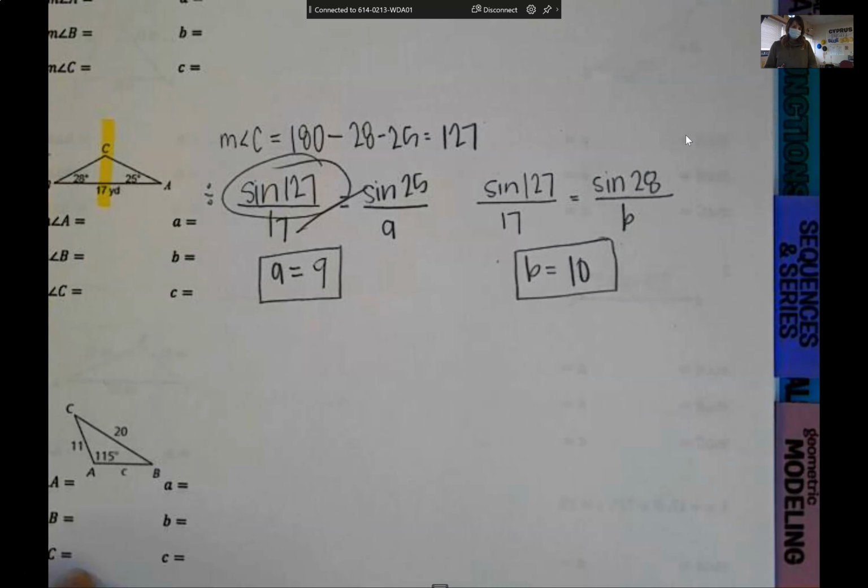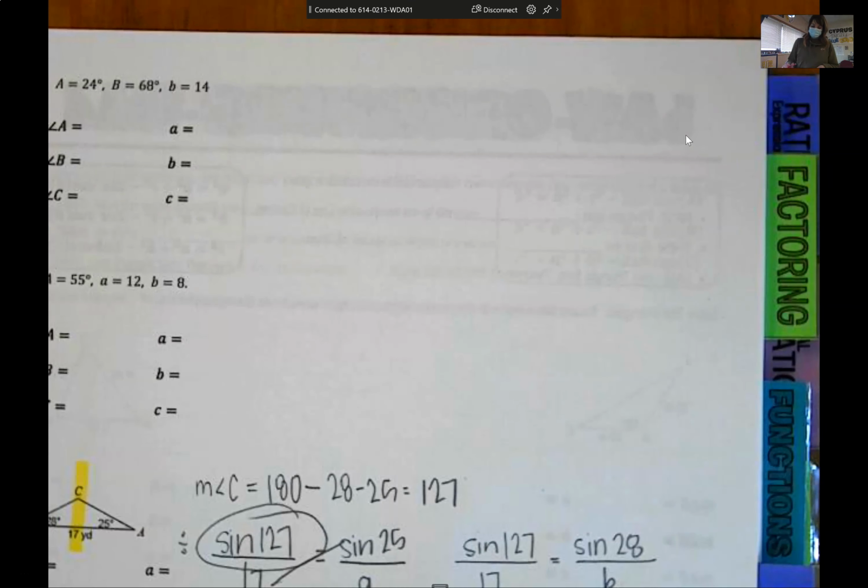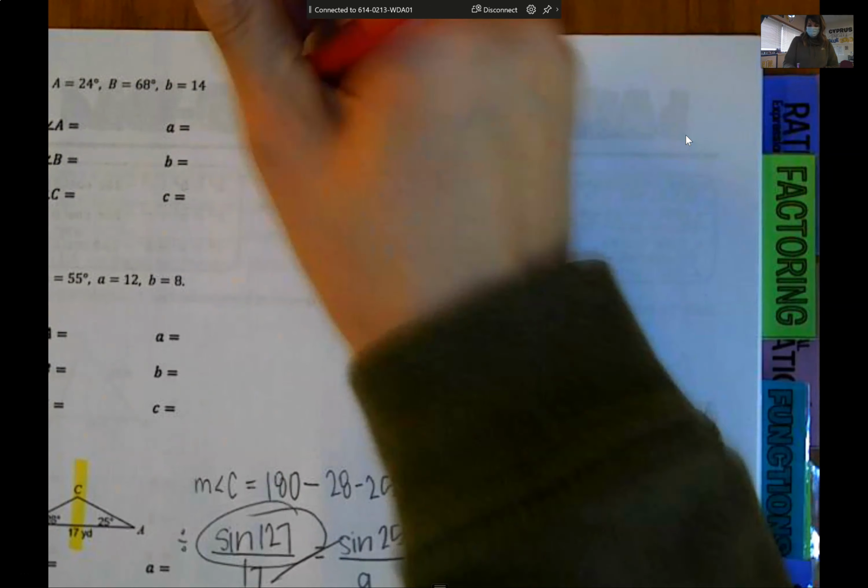Okay, we're going to do one last problem. This triangle we have to draw. So I'm going to use the space for number 5. So I'm just going to draw a triangle.